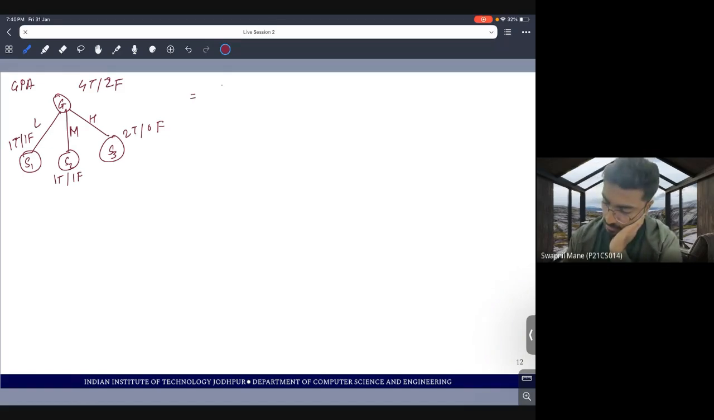First, we have to calculate the information gain of samples of GPA, which is equal to the entropy of GPA minus the summation over all values belonging to L of the size of S-value divided by the size of S, times the entropy of S-value. So first we have to calculate the entropy of GPA.